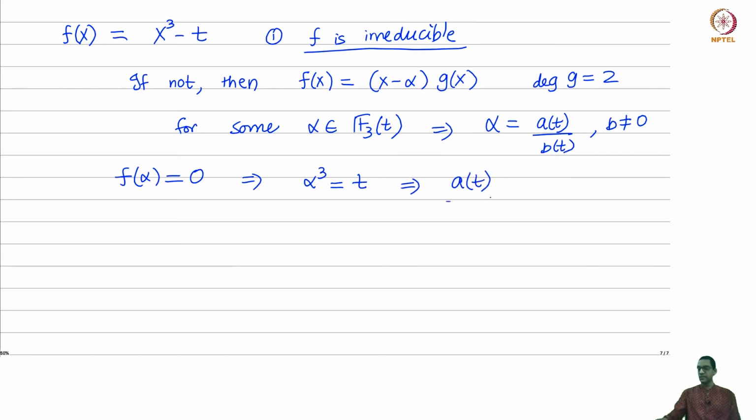This is like saying the polynomial a of t divided by b of t, this rational function, when you take this and you cube it, it just gives you t. Okay, now why is this not possible? Because, well, let's rewrite it. It's a(t) cubed equals t times b(t) cubed.